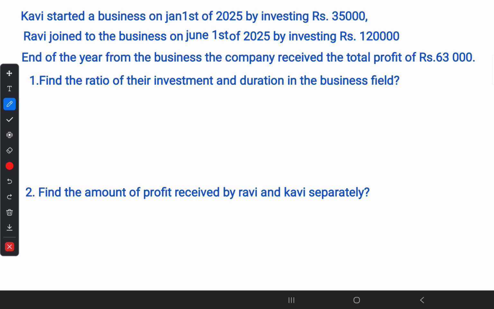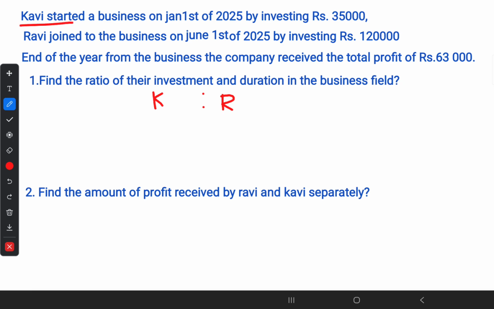In the previous explanation also, I explained that as a person, you are investing a particular amount. That doesn't mean you are going to receive the profit only according to your investment. How long you stayed in the business also matters. So while finding the ratio between Kavi and Ravi, you have to consider the investment and the period of time they are in the business.